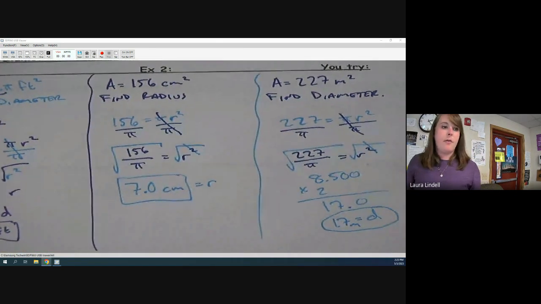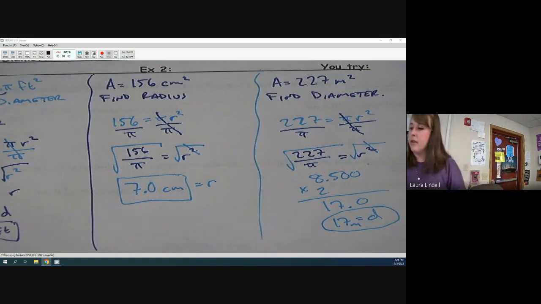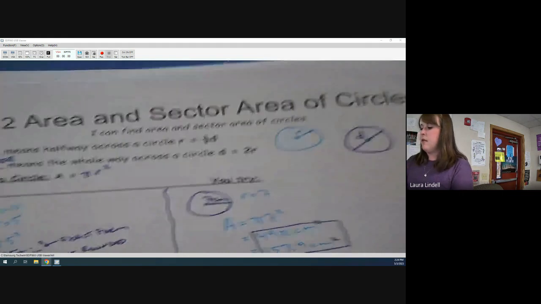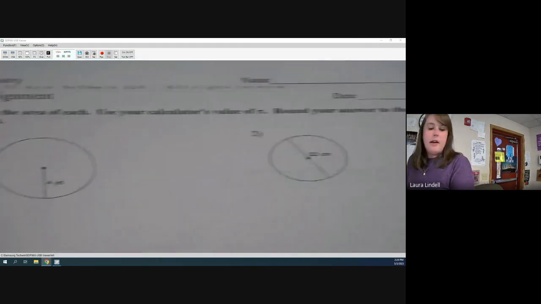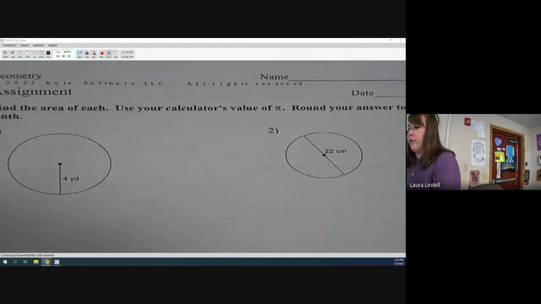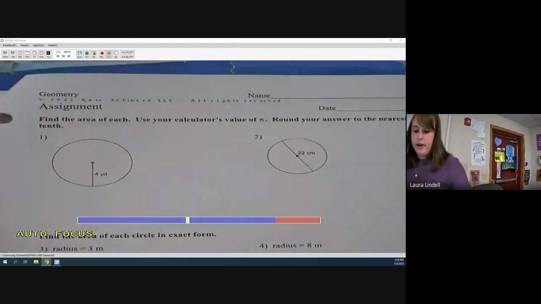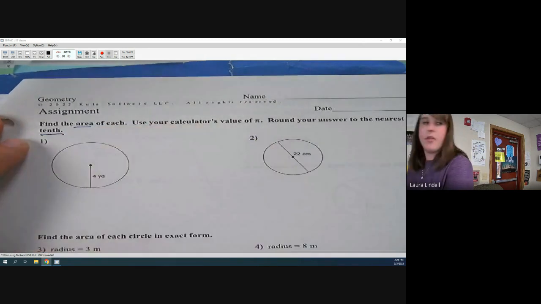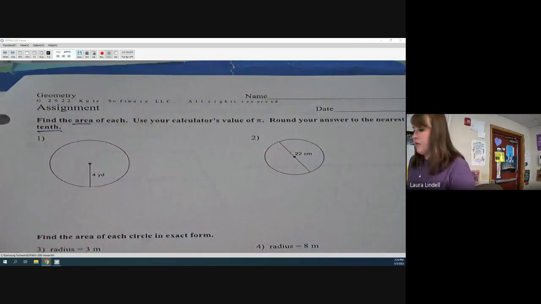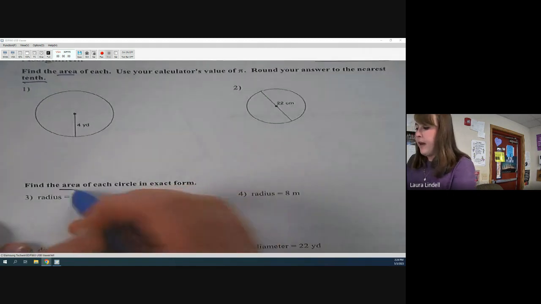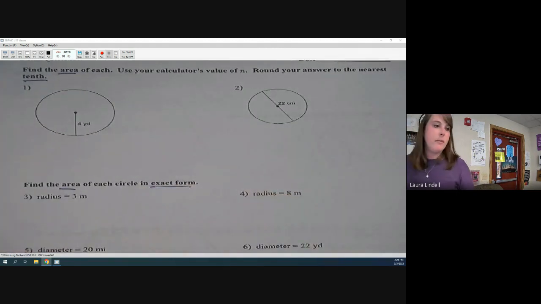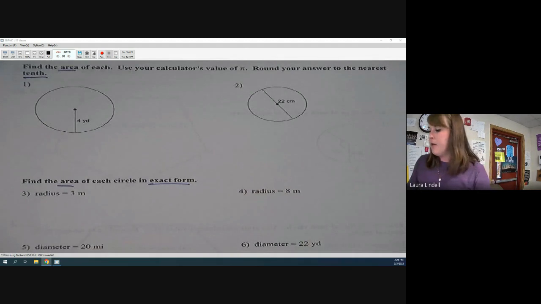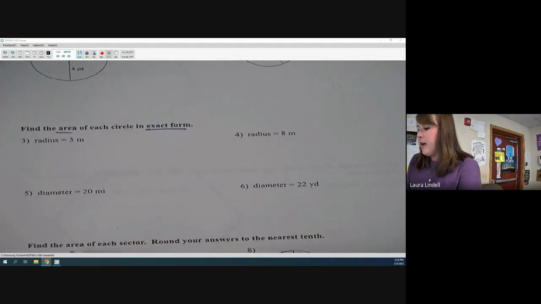All right. So hopefully this was helpful. The next couple of pages here have your homework assignments. Let's take a look at that as well. All right. Numbers 1 and 2, you're finding the area of each of these and rounding to the nearest tenth. Numbers 3, 4, 5, and 6, you're finding the area in exact form. So leave the pi in your answer. For 7 and 8, you're finding the area of the sector, rounding to the nearest tenth.